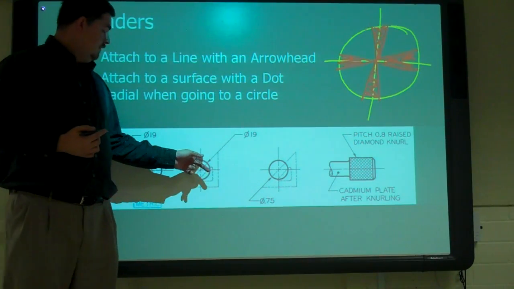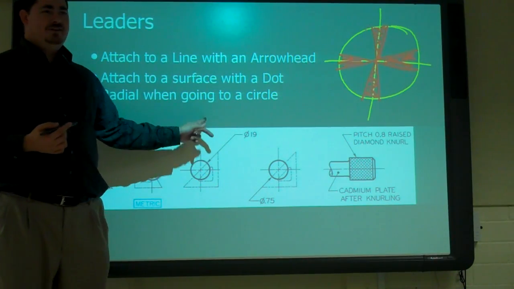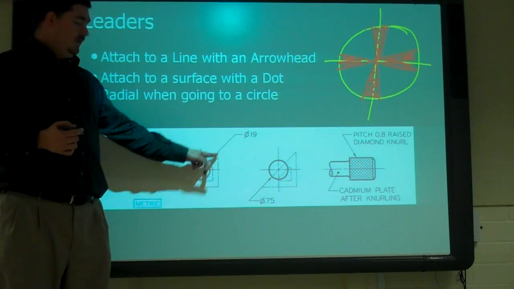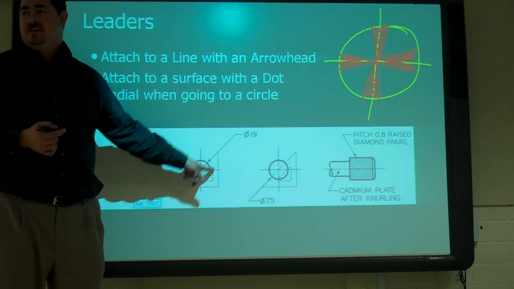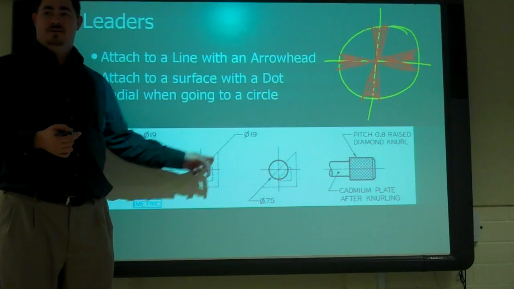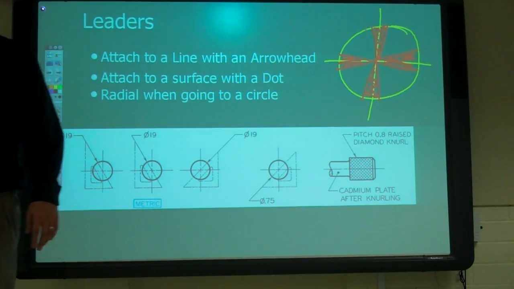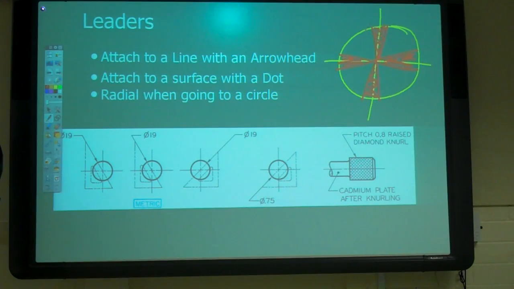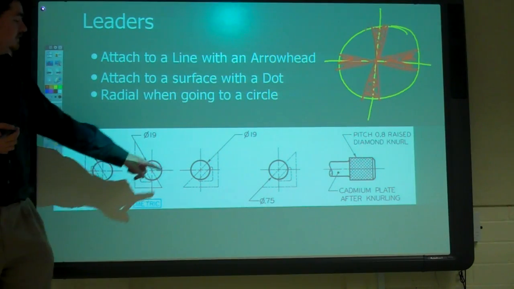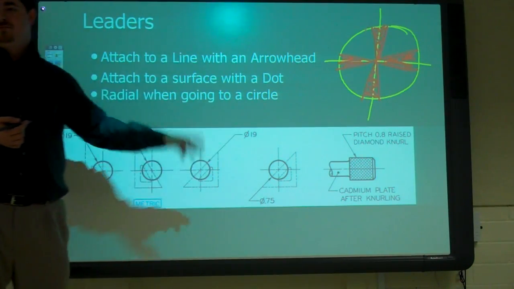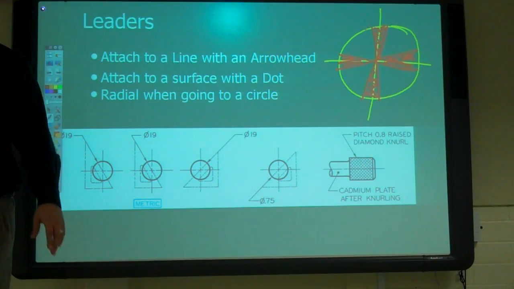I've seen ones where they go straight up and you can't find it. You're looking for a hole or the size of a hole, and you're looking for this, not a line going straight up. But now I can look at it and easily see a line at an angle. Okay, that's the dimension for that hole.